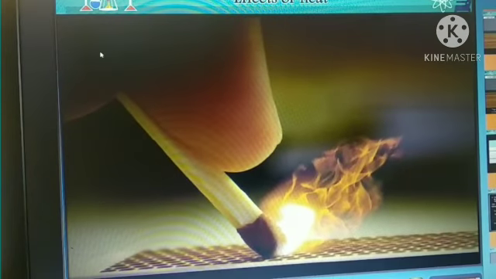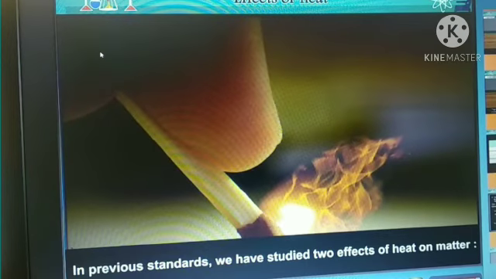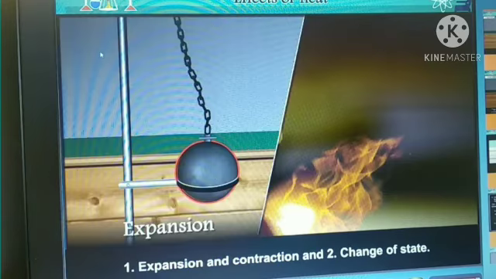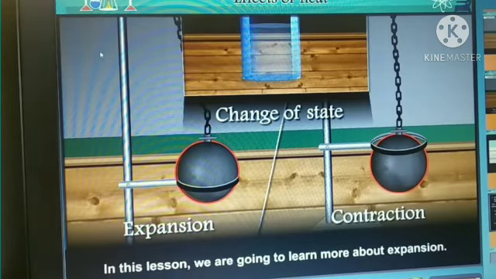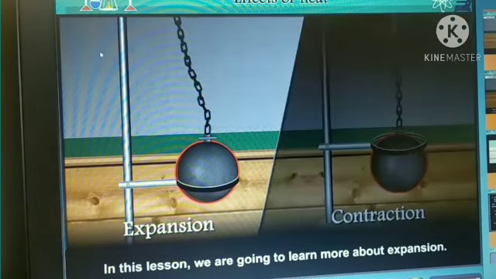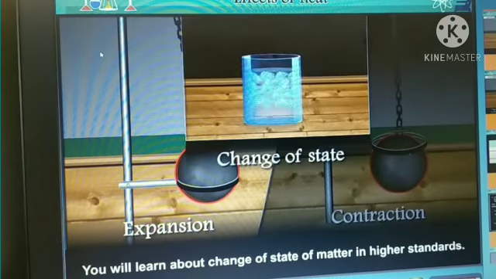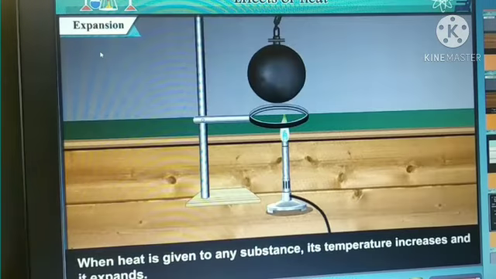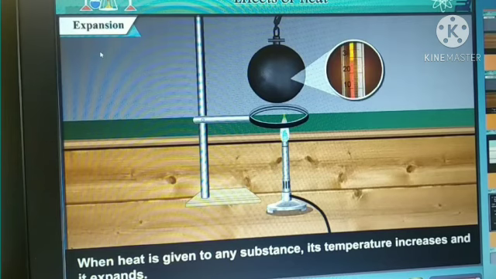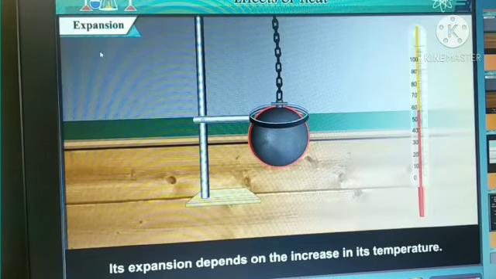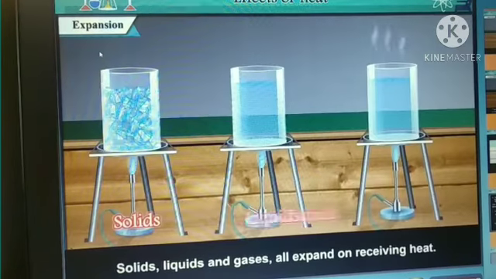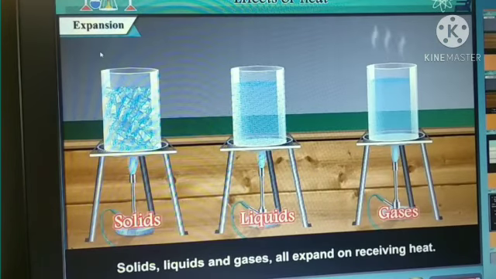Effects of heat. In previous standards, we have studied two effects of heat on matter. First, expansion and contraction, and second, change of state. In this lesson, we are going to learn more about expansion. You will learn about change of state of matter in higher standards. Expansion: when heat is given to any substance, its temperature increases and it expands. Its expansion depends on the increase in its temperature. Solids, liquids and gases all expand on receiving heat.